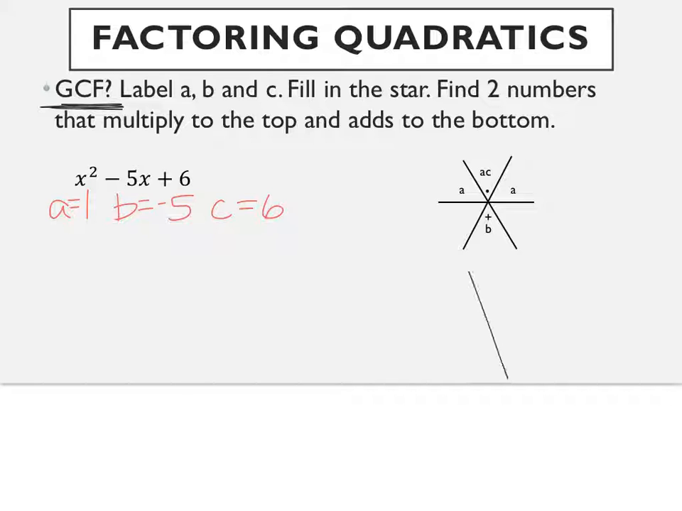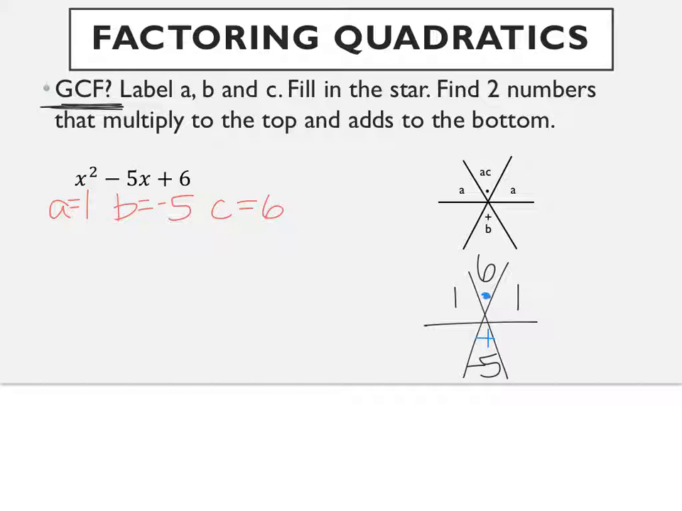So when I go to make the star, I put a times c on top, b on bottom, and a on the 2 sides. All right, so here's the trickiest part. You need to find 2 numbers that multiply to the top but add to the bottom.